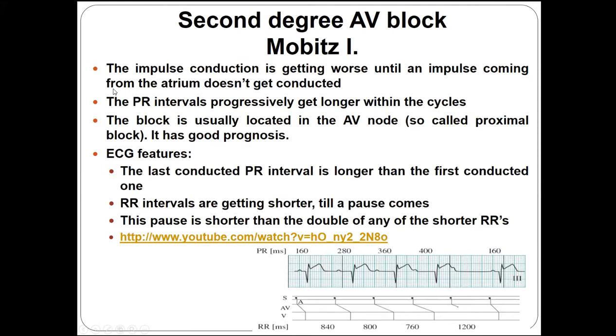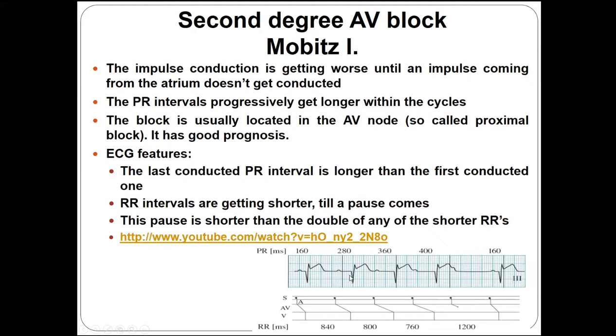When we have Mobitz type 1, it means that the impulse conduction through the AV junction is worsening. So the PR is getting longer, longer, longer. Once it is not conducted, the P is not followed by a QRS. So the PR interval gets longer, longer, longer, not conducted, then starts from the beginning, normal, longer, longer, not conducted. The P intervals are constant, but here there is a drop, a P not followed by a QRS. So that is for sure an arrhythmic one.